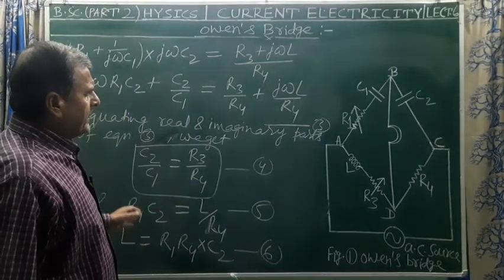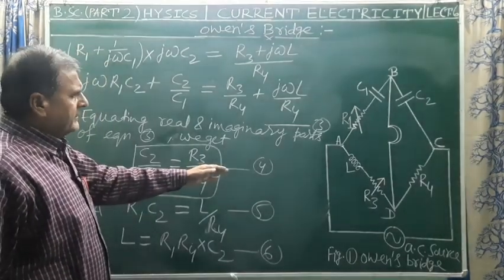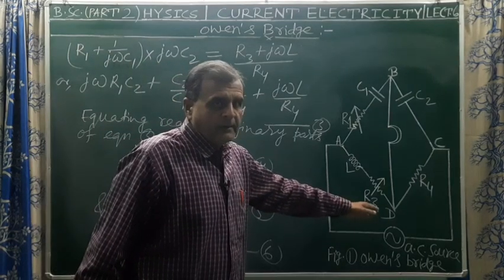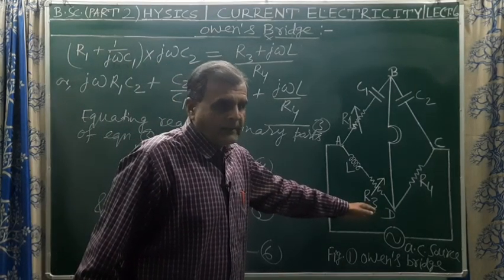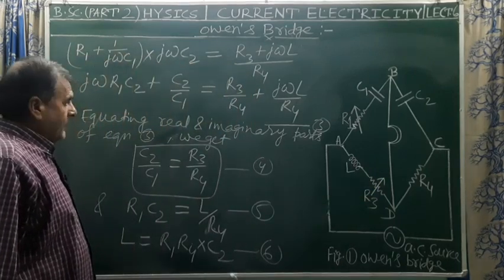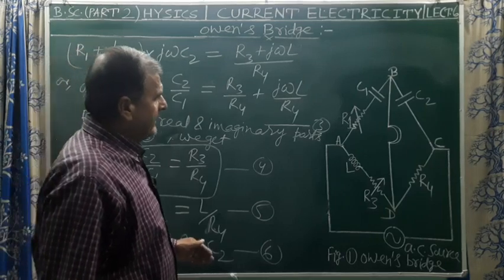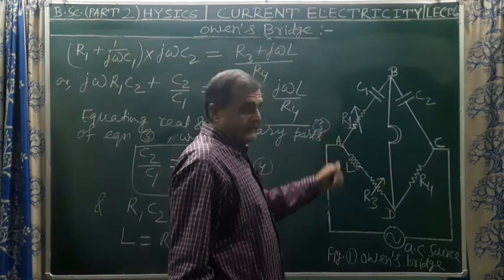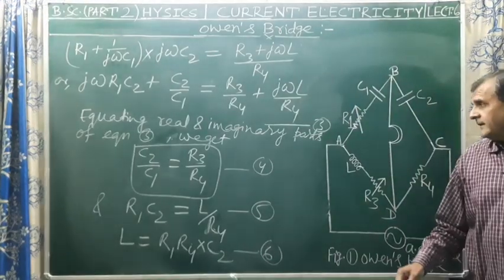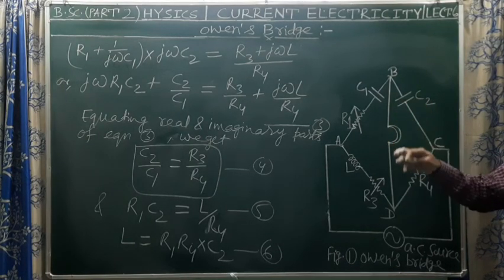Condition 4 can be satisfied by adjusting the variable resistance R3, while condition 6 can be satisfied by adjusting the variable resistance capital R1 in the branch AB of the Owen bridge.